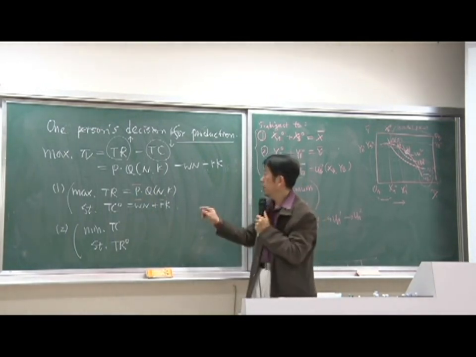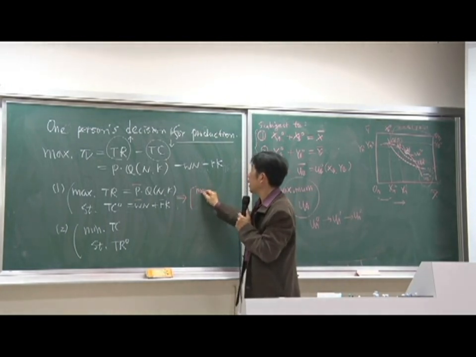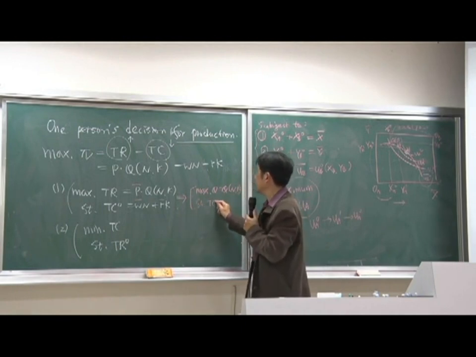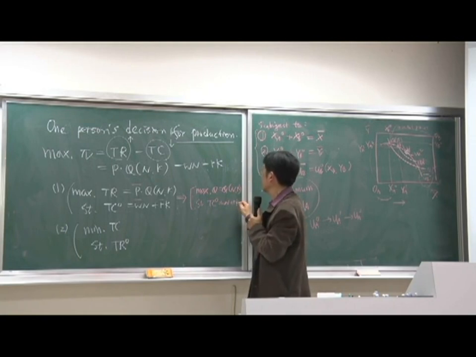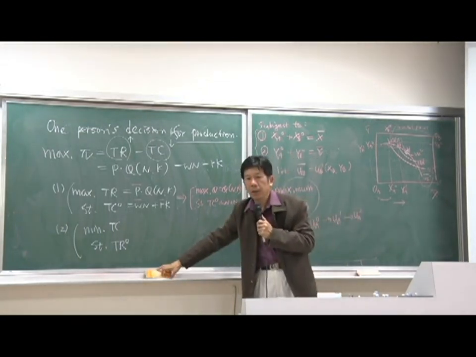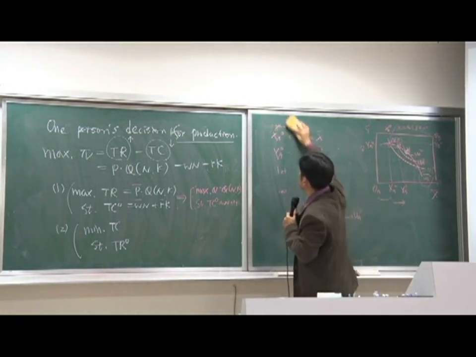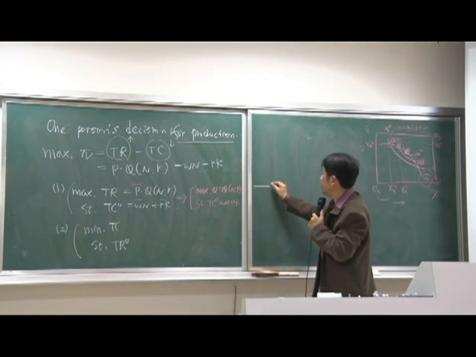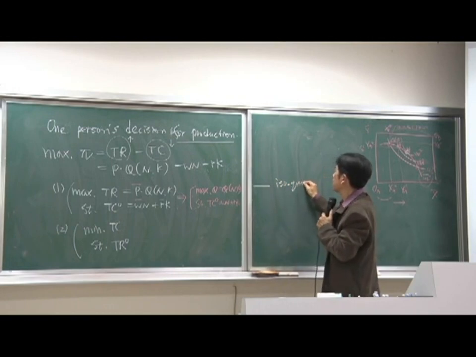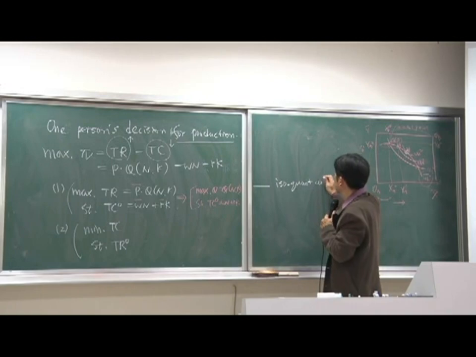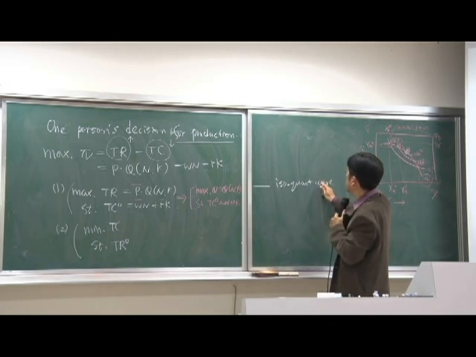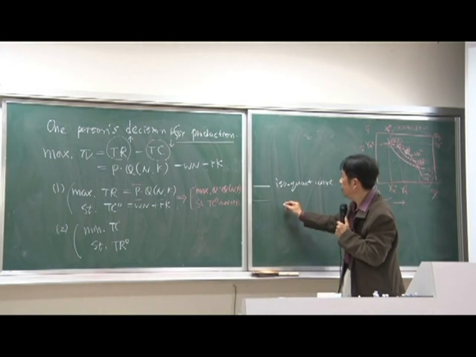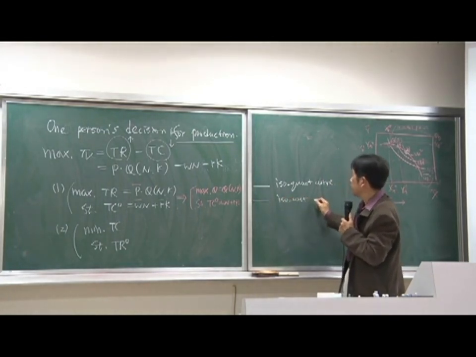Okay, and after that you can try to maximize Q with respect to N and K, subject to TC0 = WN + RK. Okay? And this Q has a special meaning. The Q we call an isoquant. Isoquant. And then this line we call the isocost curve.